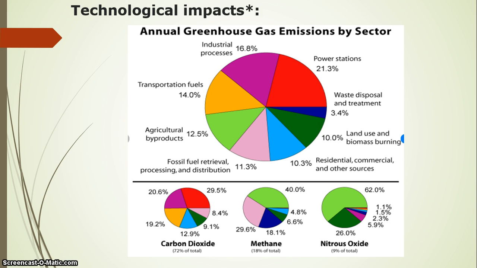Then we have fossil fuel retrieval processes and distribution, which means the production of petroleum products, agricultural byproducts, transportation fuels, industrial processes and power stations. So these are major components that are contributing to greenhouse gas emission. Also there is waste disposal and treatment, which contribute 3.4%. So this is the approximate pie chart given here, which tells about which sector or technology is impacting annual greenhouse gas emission, and this is sector wise data.